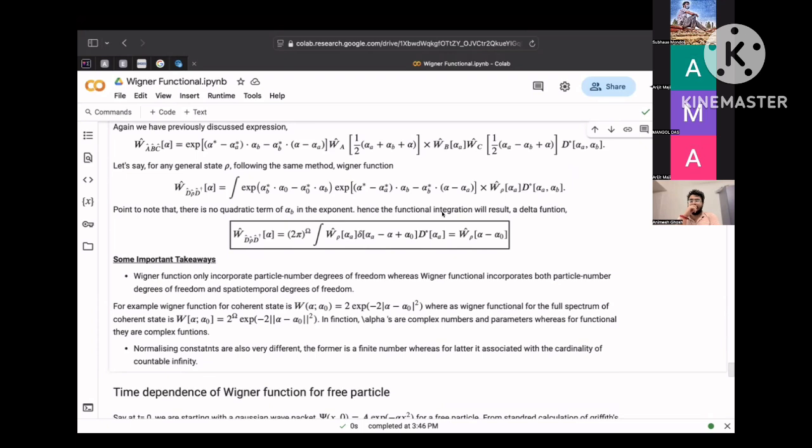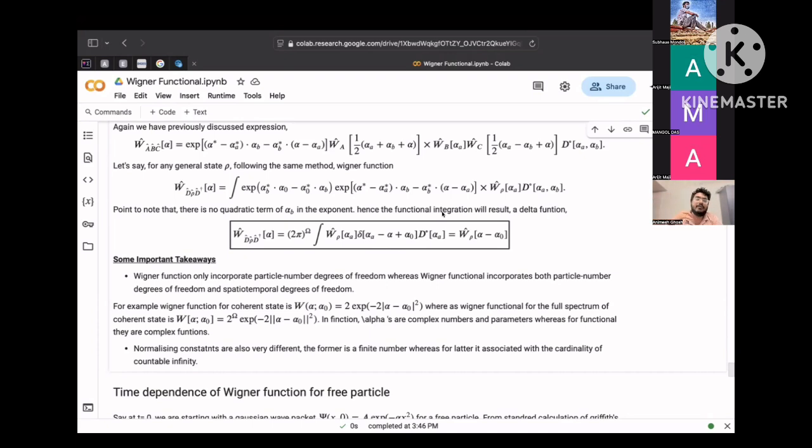An important thing to note is that there may be something misleading going on, in that we are interchangeably using Wigner function and Wigner functional. They are really not the same. The Wigner function only incorporates the particle number degrees of freedom, while the Wigner functional takes care of both the particle number degrees of freedom as well as the spatiotemporal degrees of freedom.